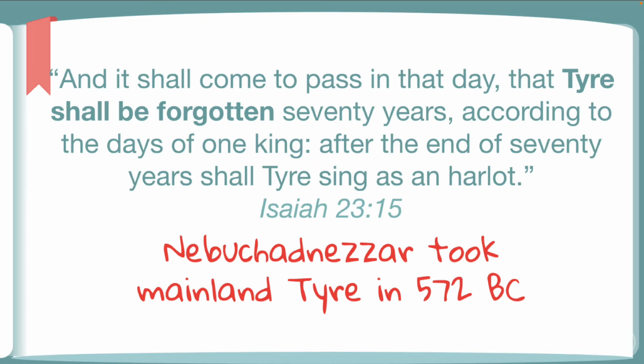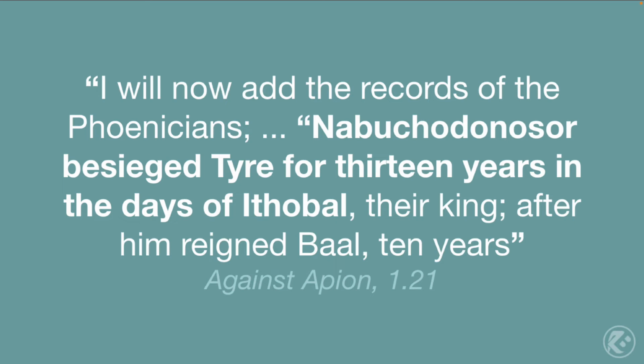Next up is Tyre. And with Tyre, Isaiah 23:15 says Tyre will be forgotten for 70 years, and history tells us that Nebuchadnezzar took mainland Tyre in 572 BC. Within a few months, according to the first century Israeli historian Josephus, Nebuchadnezzar laid siege to Tyre for 13 years, right? And this was stated by Josephus, right?